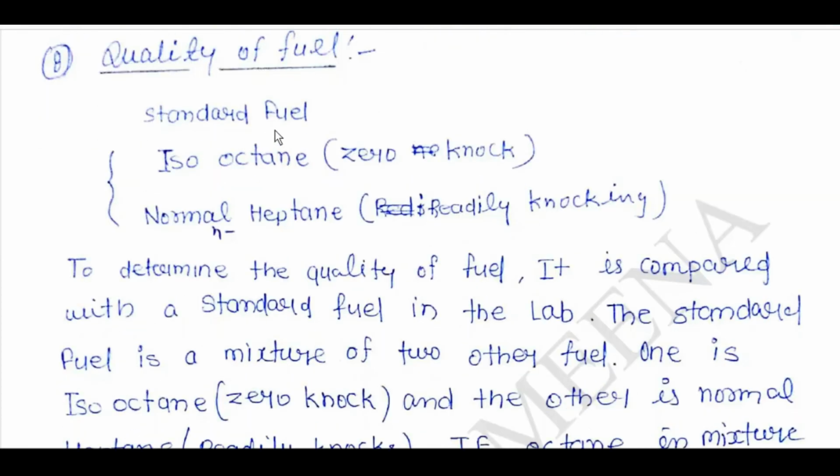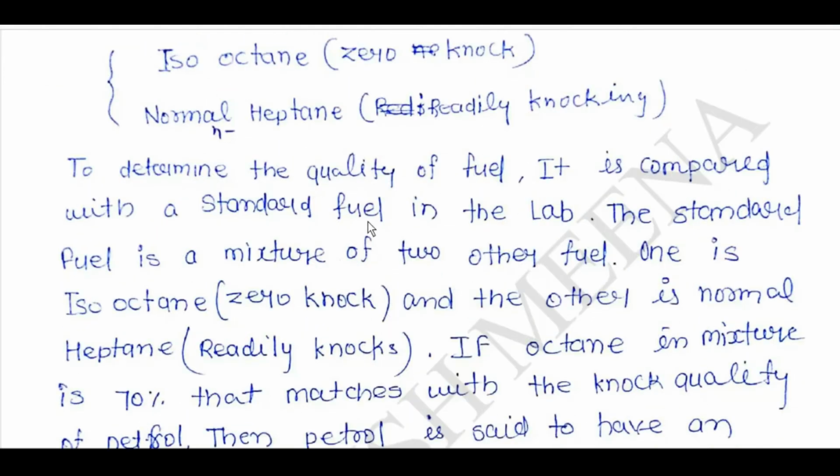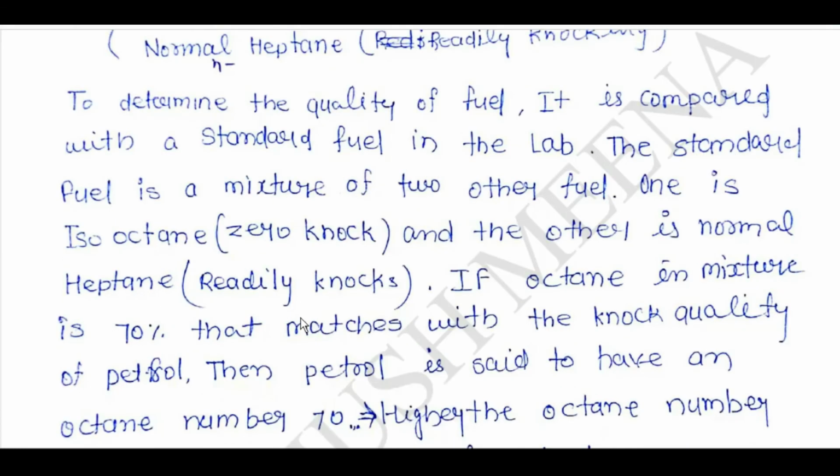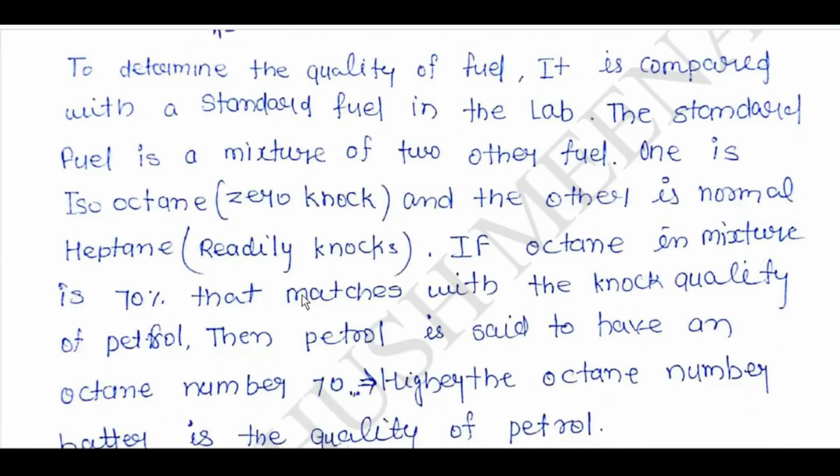Quality of fuel. Standard fuel: isooctane, zero knock, and normal heptane, readily knocking. To determine the quality of fuel, it is compared with a standard fuel in the lab. The standard fuel is a mixture of two other fuels. One is isooctane, zero knock, and the other is normal heptane, readily knocking.